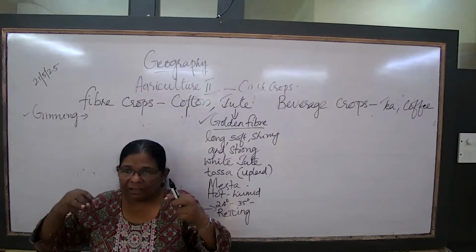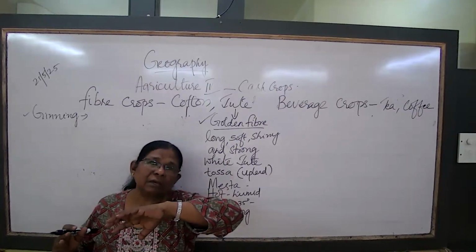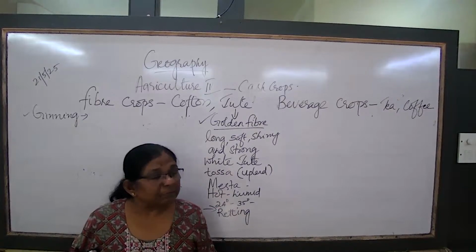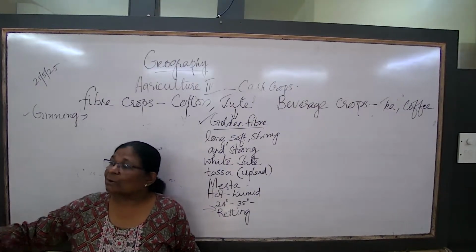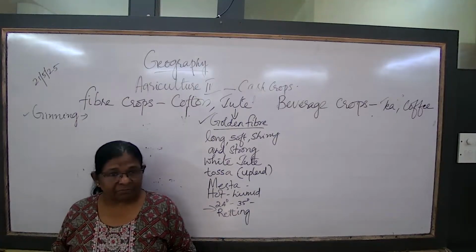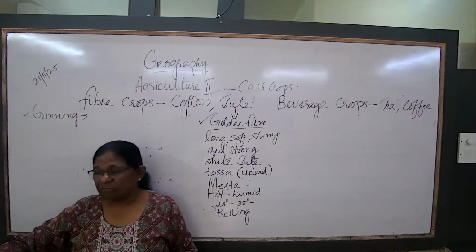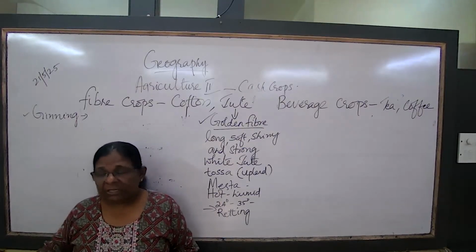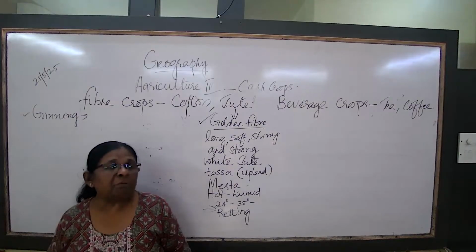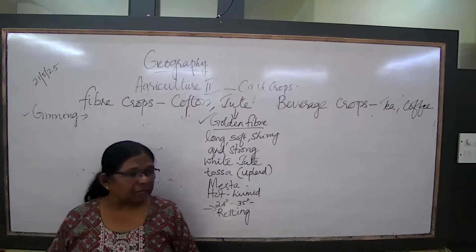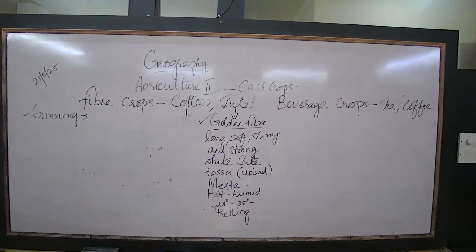So nowadays it is done in ponds and all, artificially made. Earlier it was in the Hooghly River and all. Hooghly River means it is having flowing water, so it can carry away that plant. That is why now artificial ponds are created for retting purposes. Clear?